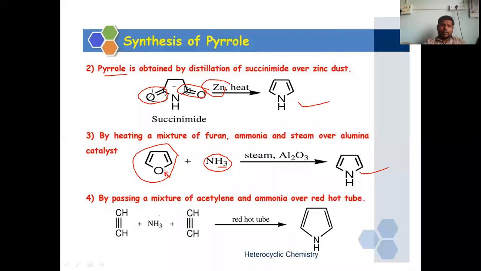Similarly, another method for the preparation of pyrrole is by using acetylene. There are two acetylene molecules, so a 2 to 1 reaction. These two react with ammonia and then pass through a red hot tube. You can see this is the product, pyrrole.